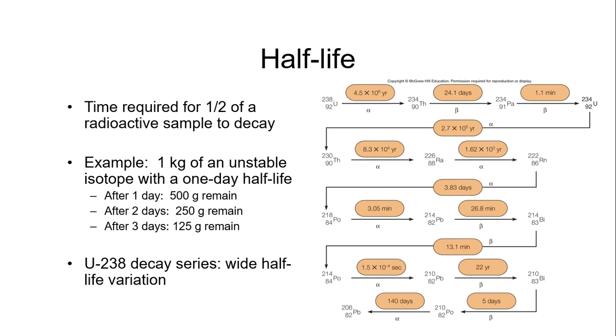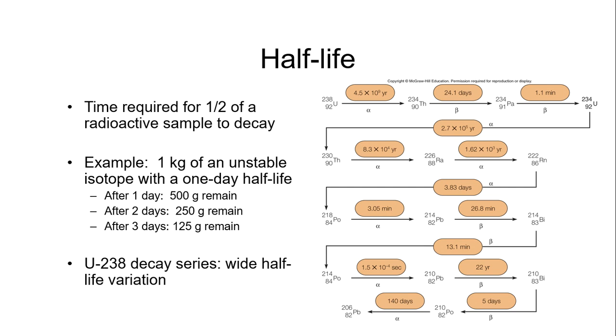Now, the uranium-238 decay series has a very long variation. This is again the same series we saw in the first slide, undergoing alpha decay to become thorium, then beta decay to palladium, beta decay to uranium-234, so on, all the way until it becomes lead-206 at the end. But what we see is that we have a very wide half-life variation. In other words, the half-life going from uranium-238 to thorium is 4.5 billion years. But then once it becomes thorium, that half-life is only 24 days.